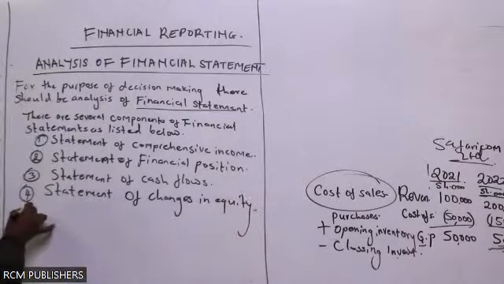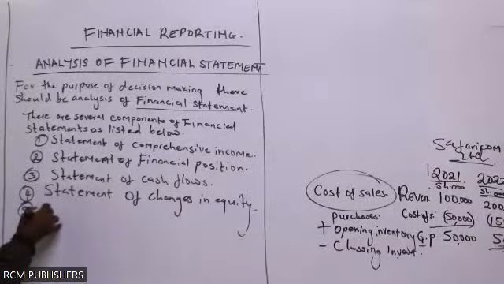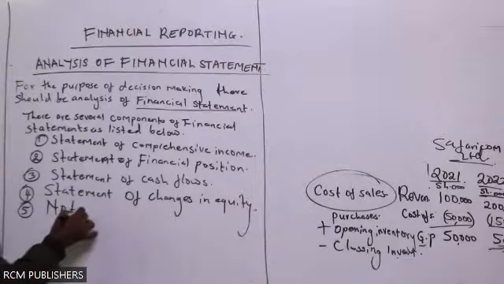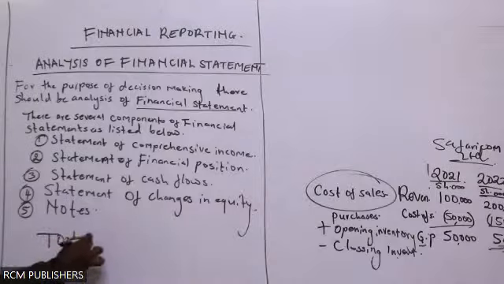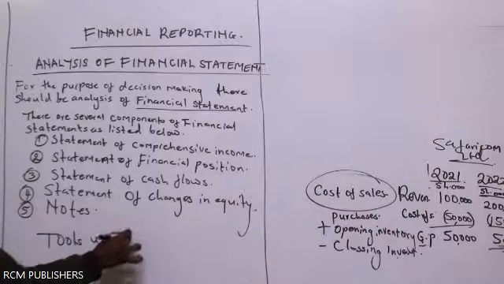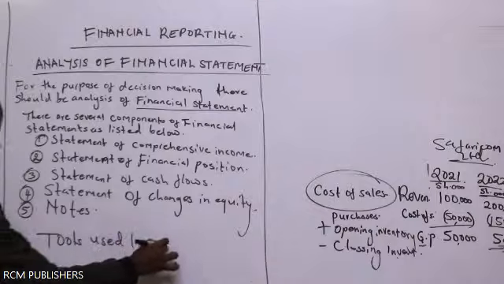Then we have five. Five is the notes to financial statements. Then we can proceed and say there are some tools used in analysis. Tools used in analysis.